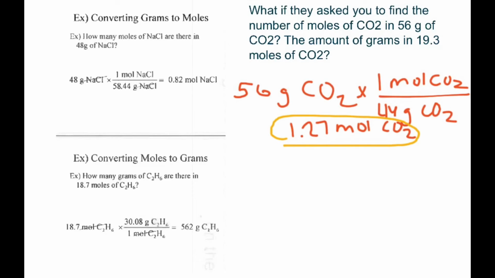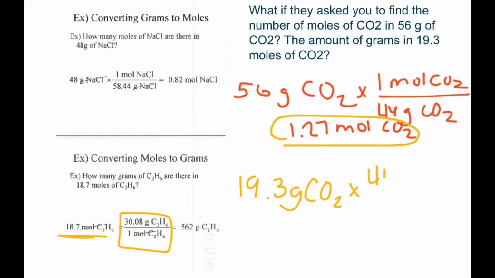Converting moles to grams is the same thing. You take the amount of moles given and multiply that by the molar mass of the compound over the mole of the compound. So in the example, it gives you that there are 19.3 grams of CO2. You know that CO2 has 44 grams, which is also equal to 1 mole of CO2. Therefore, the amount of grams in CO2 is 849.2.